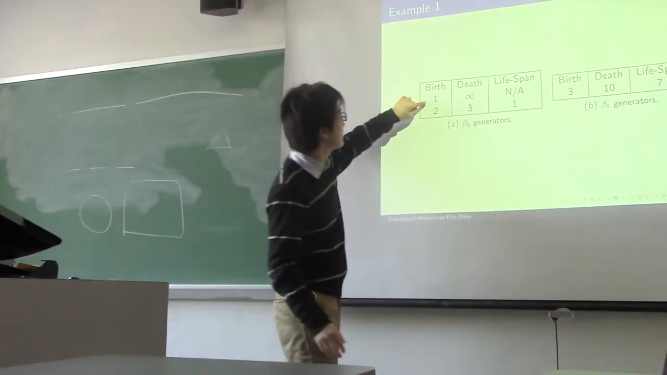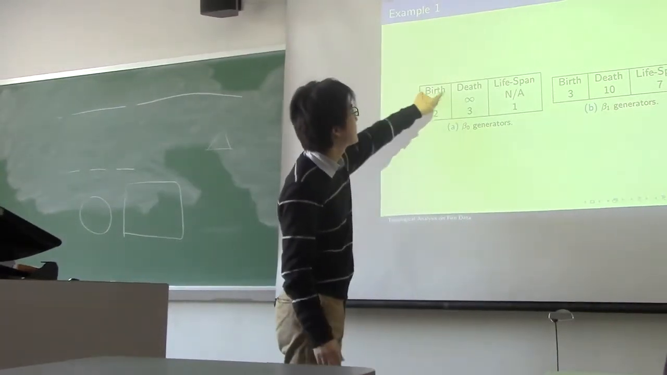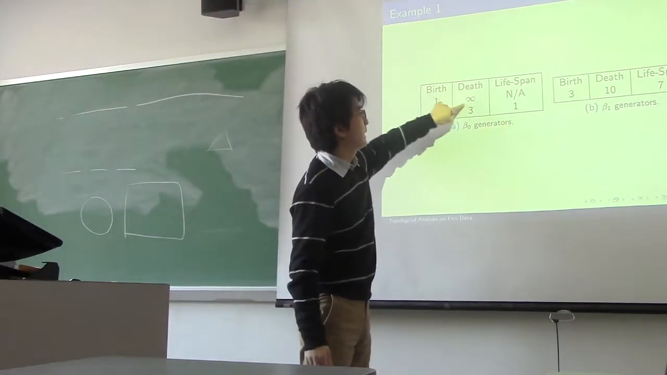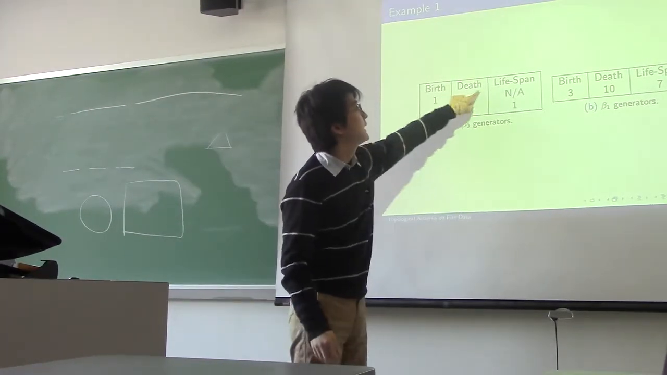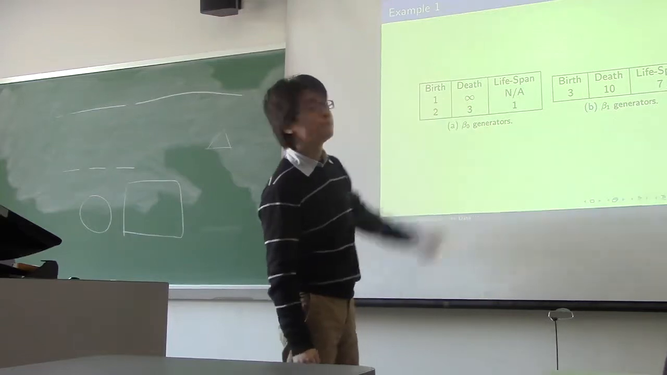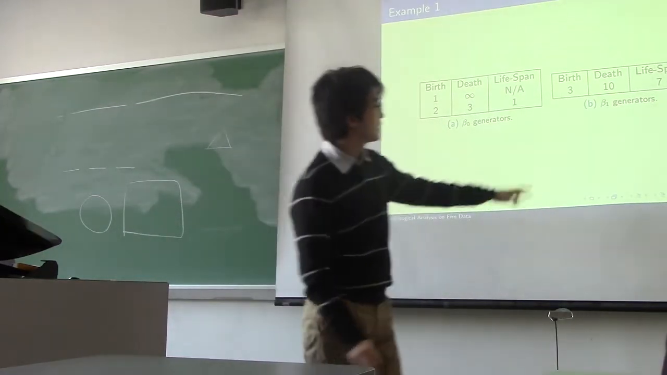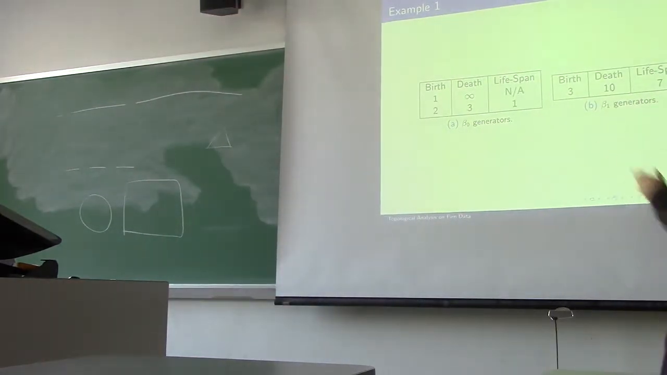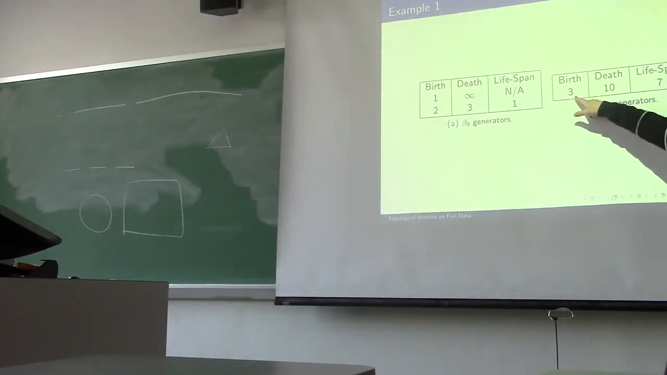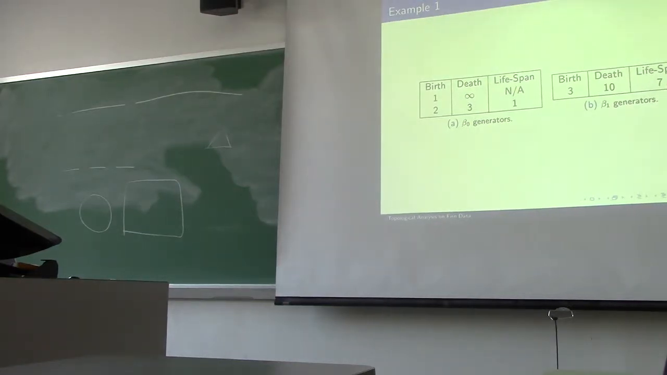And likewise, there is one disconnected component that forms at 1 and never dies. So we put infinity here. This is the beta 0. Beta 1: there is one hole that forms at 3 and dies at 7. So it has a lifespan of 7.